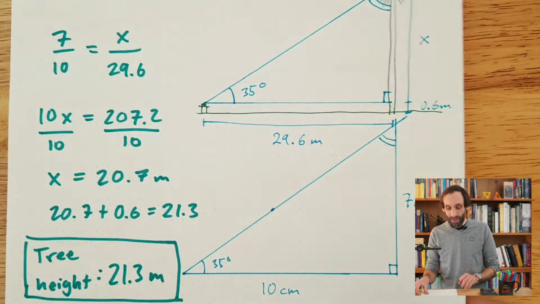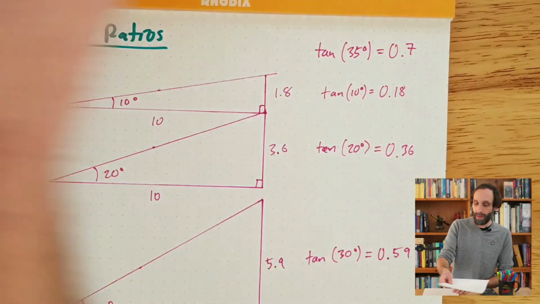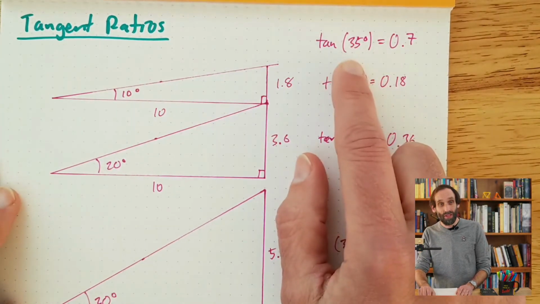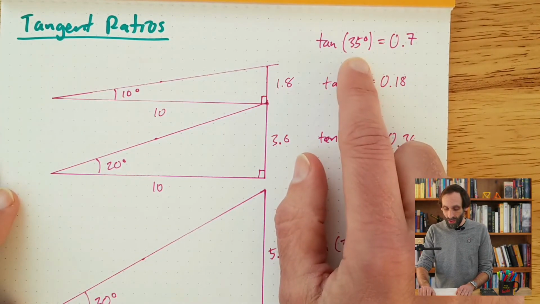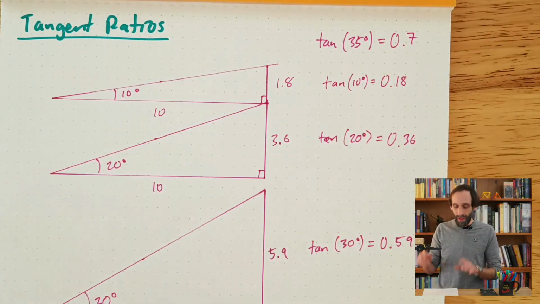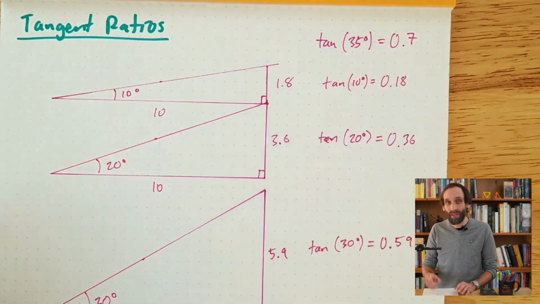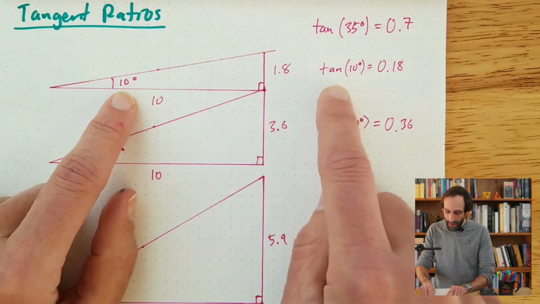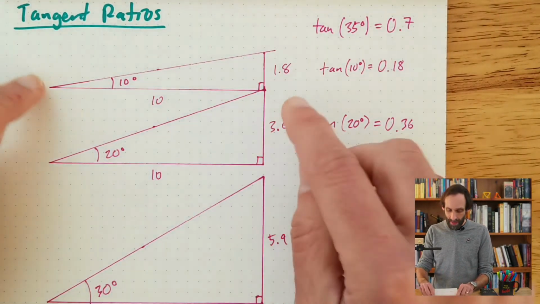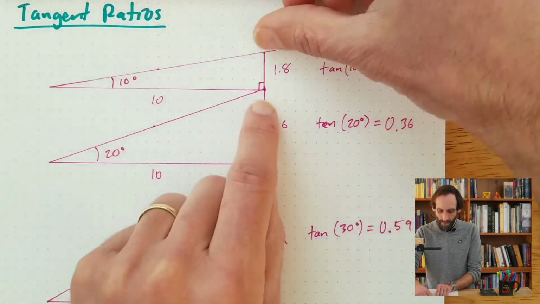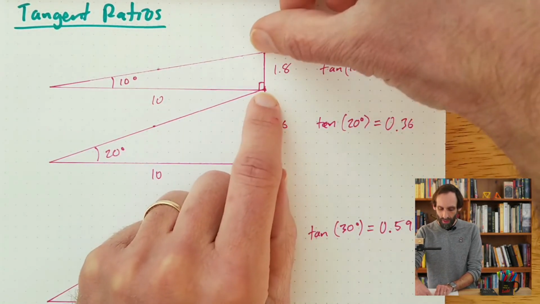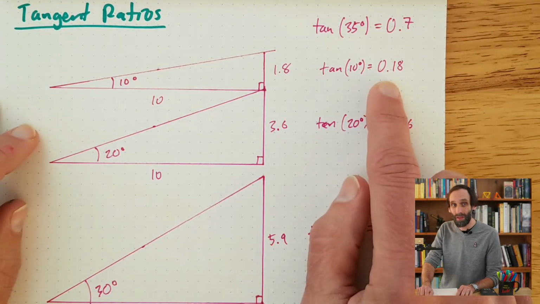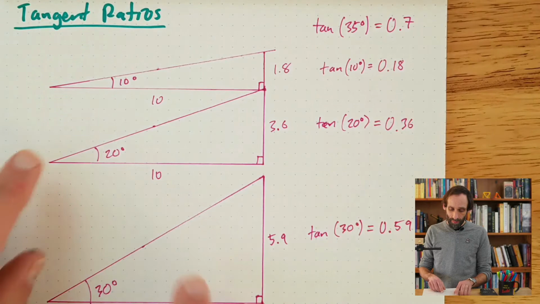Okay, so I've got some good news for you. I've done a little work in calculating a bunch of these. So I know from the problem I just did that the tangent, the ratio of those two sides, the tangent of 35 degrees is 0.7. So I was like, all right, let's do some more. So I did a 10-degree triangle, and for all of these I did a 10-centimeter base, and then I measured this side right here. So this was 1.8 when that's 10 degrees. Divide by 10, I get that the tangent of 10 degrees is 0.18.